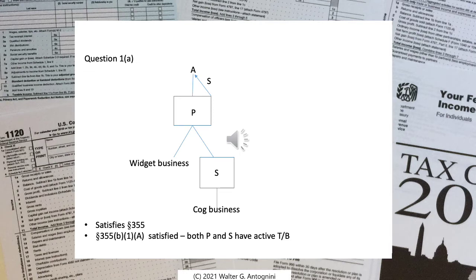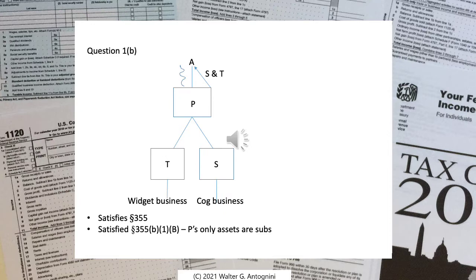Turning to Problem 11, Question 1A, as illustrated in this slide. A, an individual, owns 100% of P Co. P has two categories of assets: a widget business, which it owns directly, and 100% ownership of S Co, a subsidiary. S itself has a cog business. Assume that both businesses are active. P distributes all of its S stock to A. Does Section 355(b) apply to this transaction? 355(b)(1)(A) applies. The distributing company and the distributed controlled subsidiary both have active trades or businesses after the transaction. The other requirements of 355 are met, and so this would be a good 355 transaction.